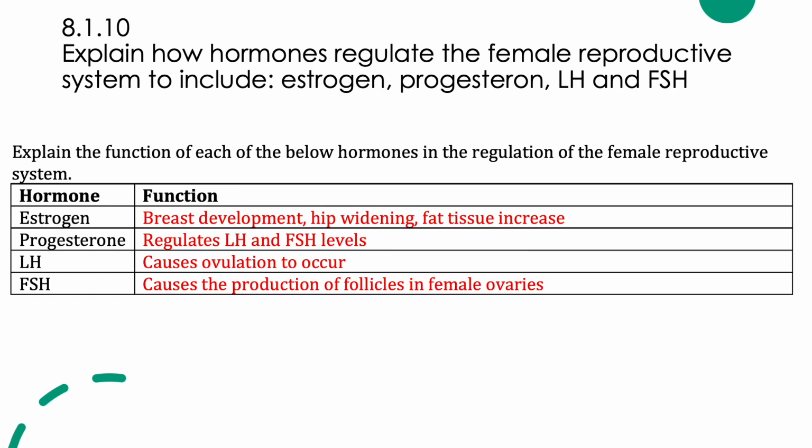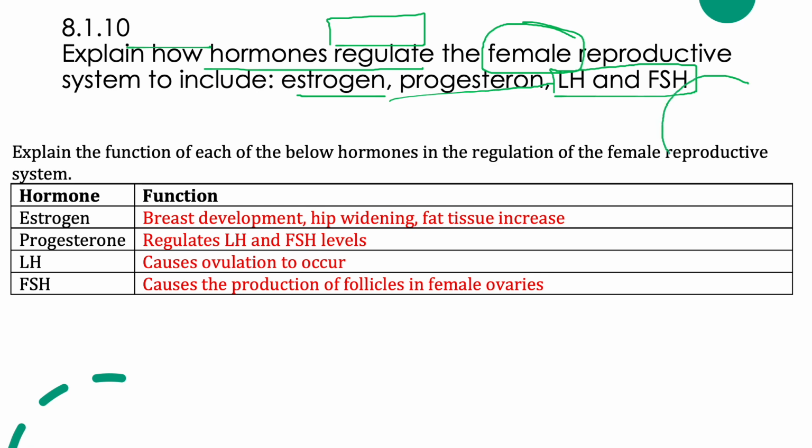Now, the same question, how do the hormones regulate, but where? In the female reproductive system. And as we discussed, LH and FSH will be repeated. They were also there in the male. Other hormones, we have progesterone and estrogen. So we will look into it.